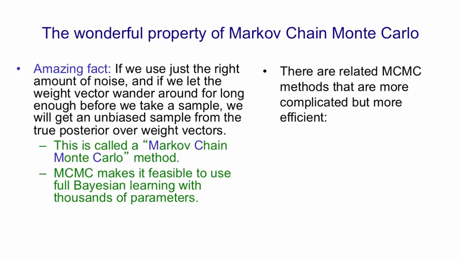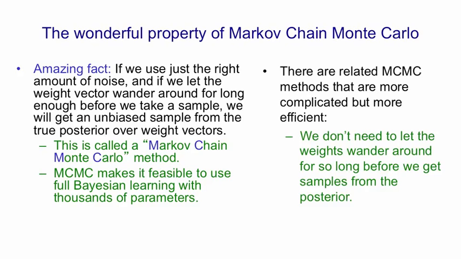The method I suggested of adding some Gaussian noise is called the Langevin method, and it's not the most efficient method. There are more sophisticated methods that are more efficient, and what I mean by more efficient is they don't need to wander around the weight space for so long before you can start taking those red samples.